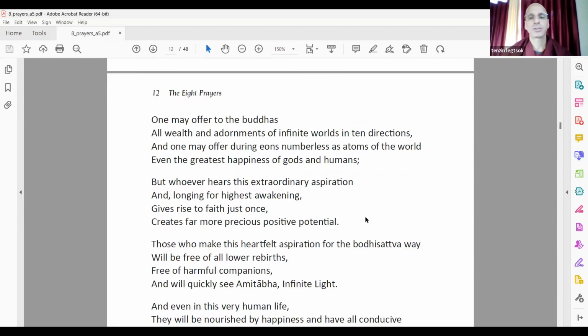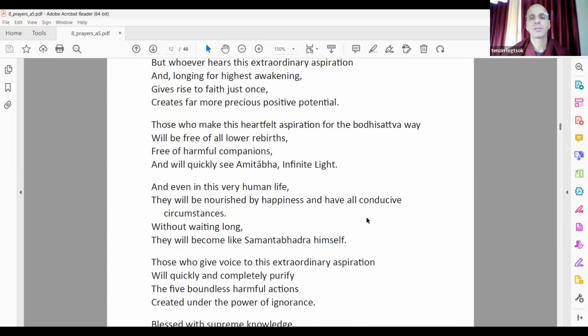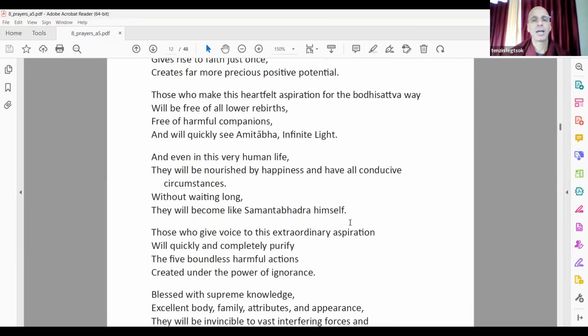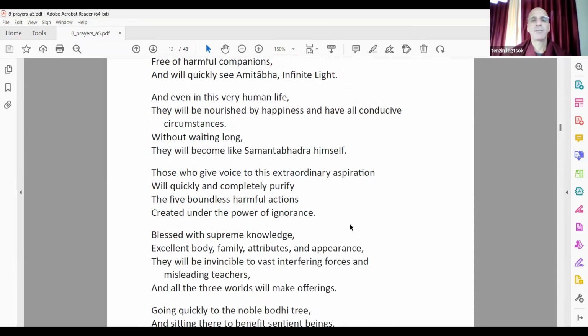But whoever hears this extraordinary aspiration and longing for highest awakening gives rise to faith just once, creates far more precious positive potential. Those who make this heartfelt aspiration for the Bodhisattva way will be free of all lower rebirths, free of harmful companions, and will quickly see Amitabha, infinite light. And even in this very human life, they will be nourished by happiness and have all conducive circumstances. Without waiting long, they will become like Samantabhadra himself.